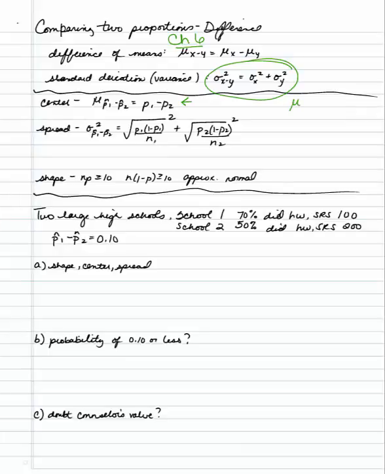I believe on your formula sheet, it says that the proportion is just the mean value. So if you were to subtract the means, you would basically just subtract the proportions. For our spread, or our standard deviation, we've talked about this variance, and you need to use this formula, which is also on your formula sheet. It's got to be the variance, so it's got to be the squared value of these two.